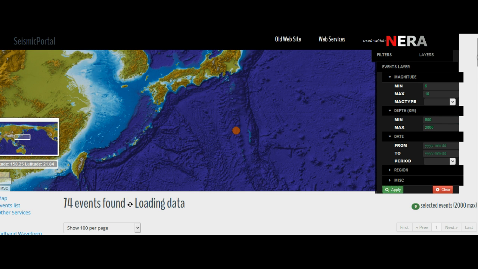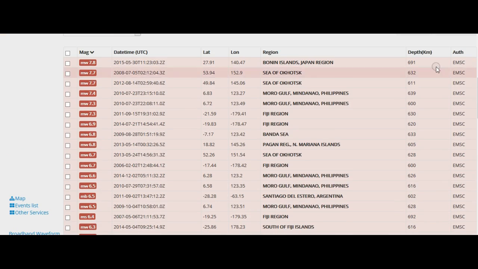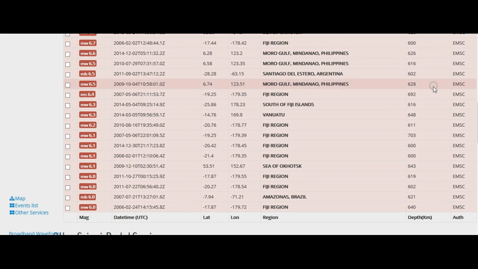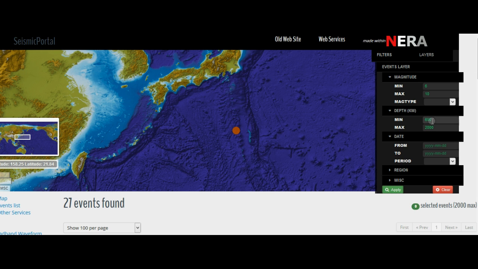So let's change the depth. That was still from 151 kilometers. Now let's change the depth to 600 kilometers. And you can see now the other one drops off because it was a 5. This is the deepest, higher than 600 kilometers. See, all of these other ones are lower. There's one there, 692 in Fiji, and then a 700 also in Fiji.